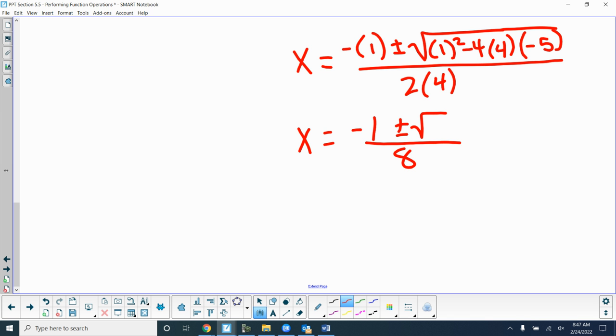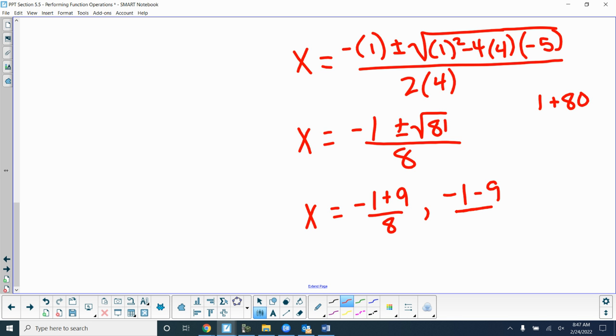All right, 1 squared is 1. -4 times positive 4 is -16. -16 times -5 is positive 80. That works out nice, because what's the square root of 81? 9. So I've got -1 plus 9 divided by 8, and I have -1 minus 9 divided by 8. -1 plus 9 is positive 8, divided by 8 is positive 1. And -1 minus 9 is -10 divided by 8, which is -5/4, right? 10/8, 5/4. You could write -1.25 if you want. Does the -1 work?